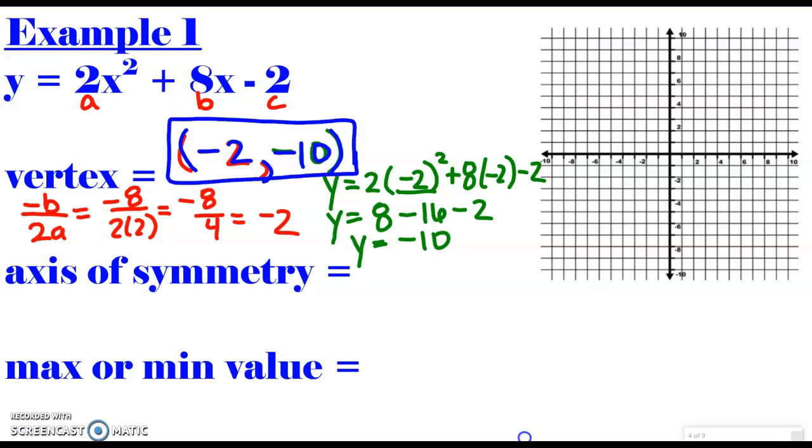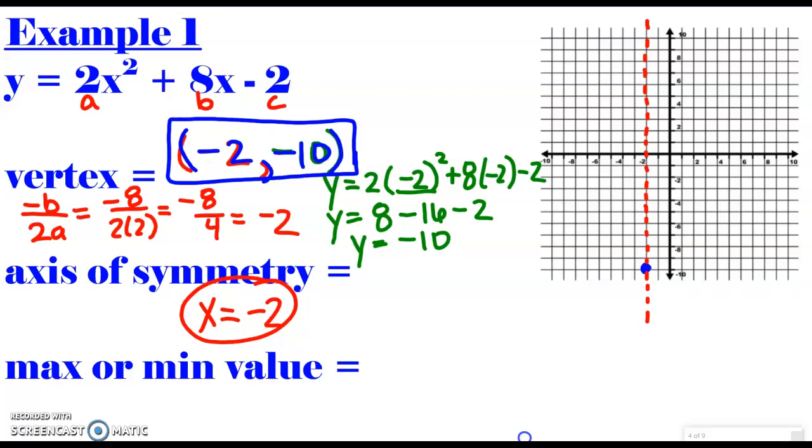We could graph that on our graph here. Negative 2, negative 10 is where the vertex is. Then we know the axis of symmetry is the line that cuts that in half. It's always x equals the x-coordinate of the vertex, which is negative 2. So the line cutting this parabola in half is x equals negative 2. It's always the vertical line going through the vertex.